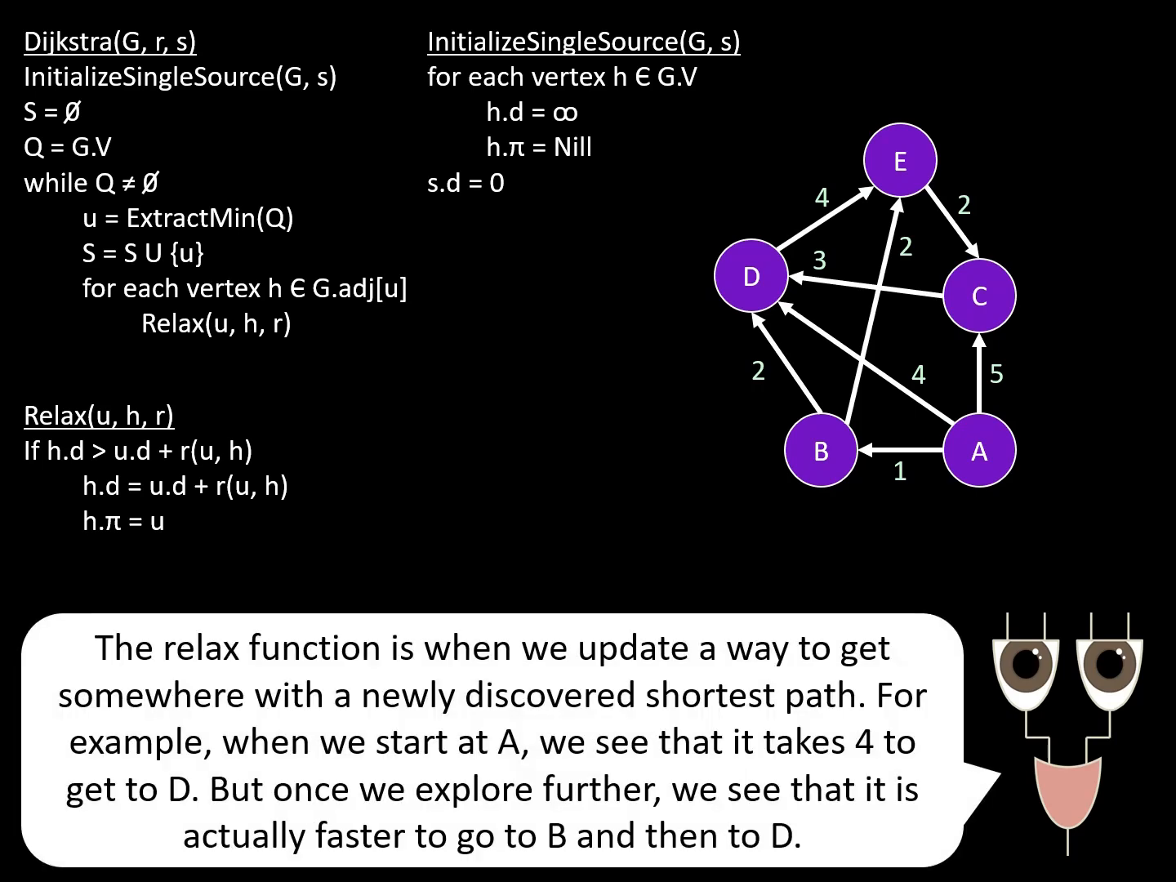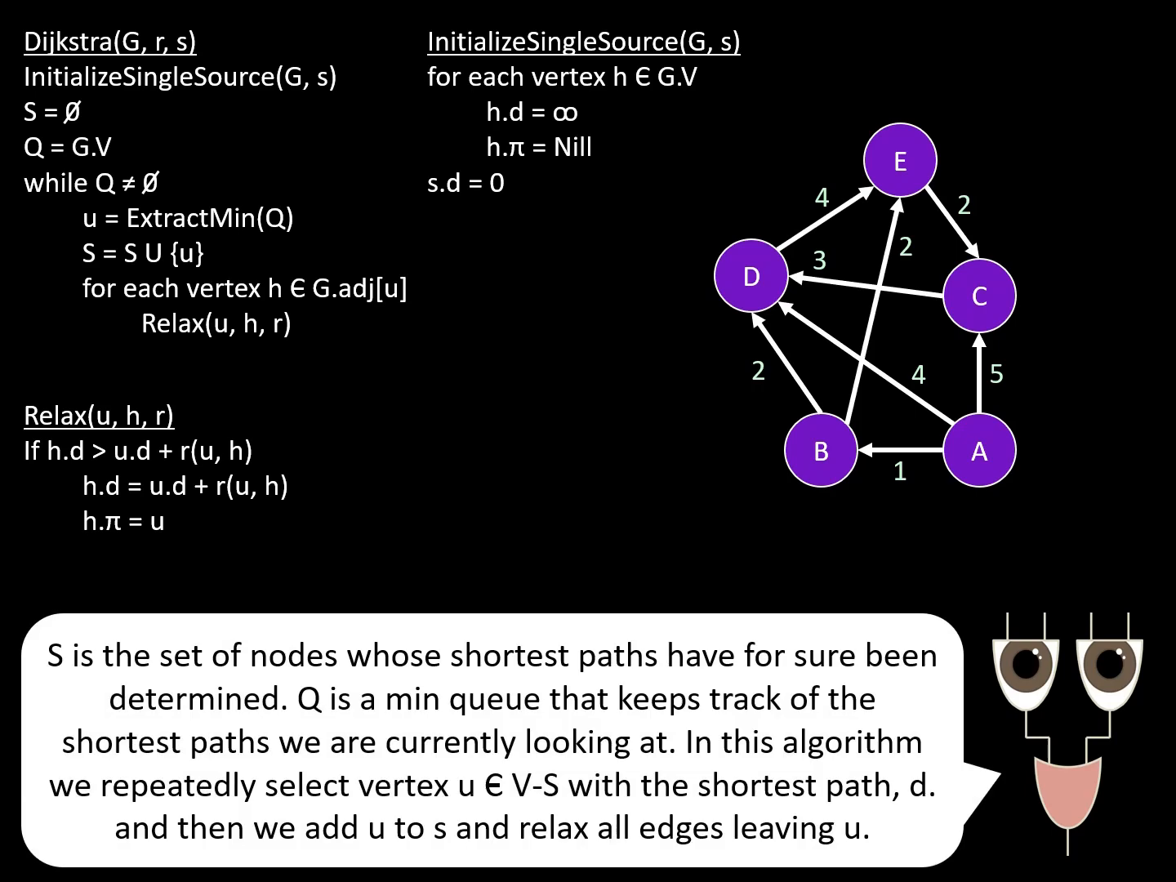The relax function is when we update a way to get somewhere with a newly discovered shortest path. For example, when we start at A, we see that it takes 4 to get to D. But once we explore further, we see that it is actually faster to go to B and then to D. S is the set of nodes whose shortest paths have for sure been determined. Q is a min-Q that keeps track of the shortest paths we're currently looking at.